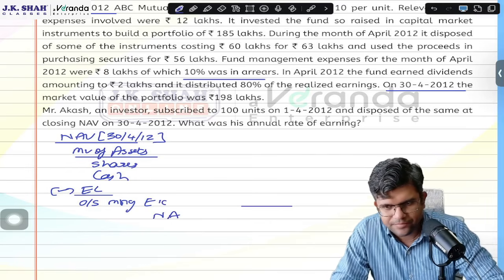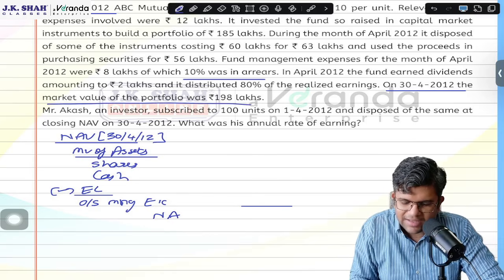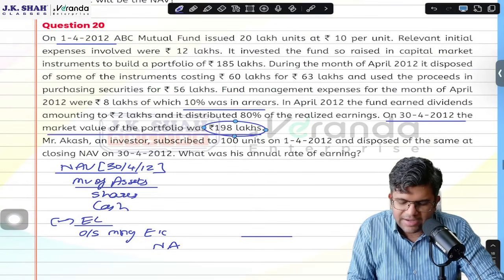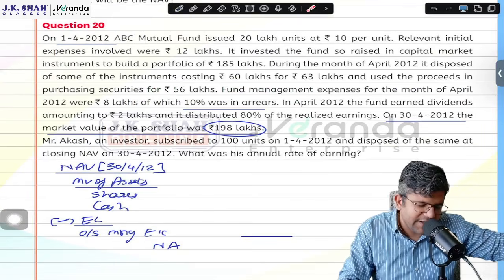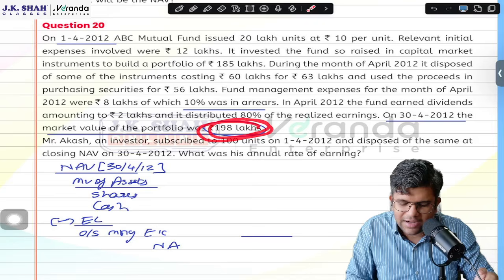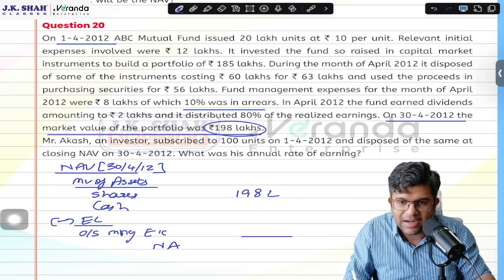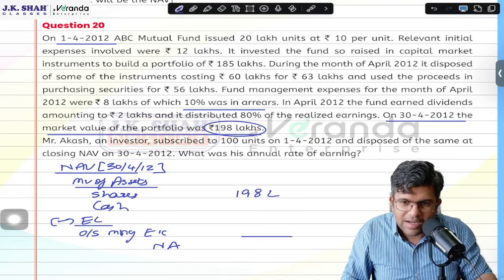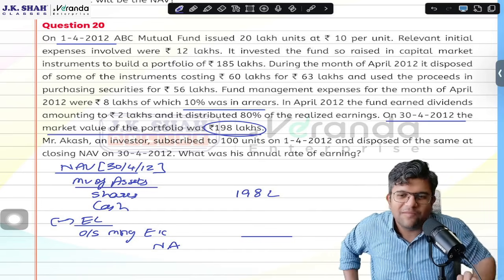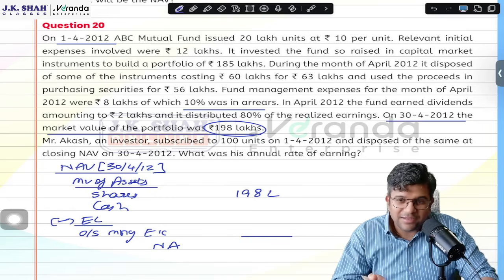Understood till here? Okay. Now, as far as shares is concerned, one line answer they have already given to us, 198 lakh. You know now what this 198 lakh is? They bought shares, they sold shares, they again bought shares. Finally, the total market value of the entire portfolio is 198 lakh. Now I want to tell you, if you're smart enough, the whole question is only about calculation of cash. We have to only focus on calculation of cash, nothing else.